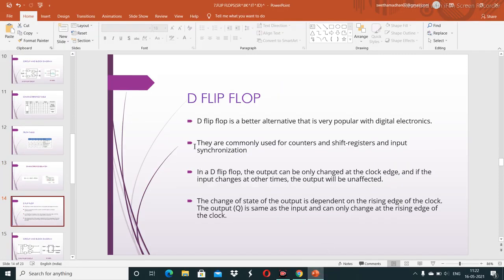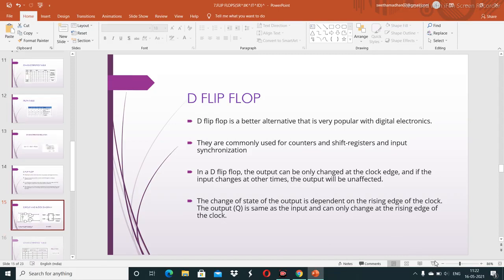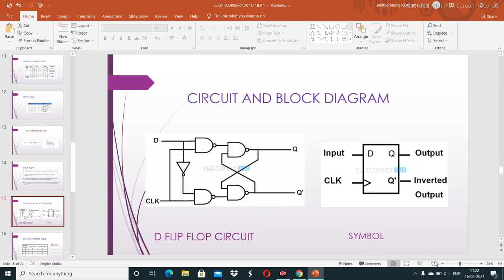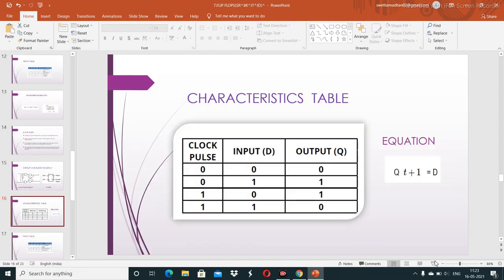D flip-flop. D flip-flop is a better alternative that is very popular in digital electronics. They are commonly used for counters and shift registers and as an input synchronization. This is the flip-flop diagram of a D flip-flop, and this is the symbol of a D flip-flop. The characteristic table contains the clock pulse, the input and the output. And the equation of a D flip-flop is Q of T plus 1 is equal to D.